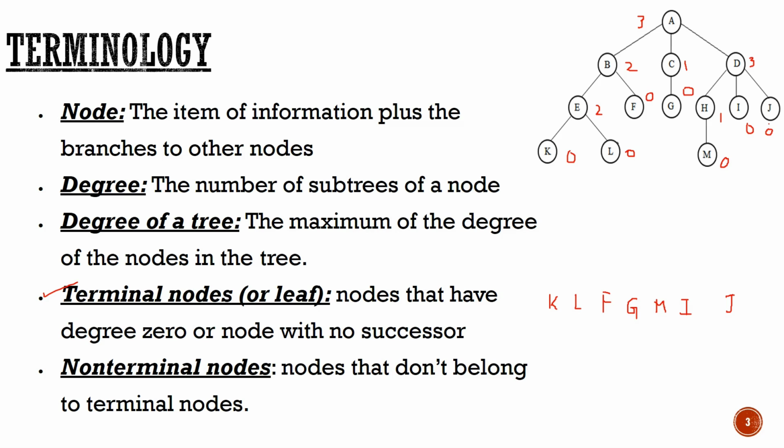Then the non-terminal nodes. Leaving the terminal nodes, all the rest of the nodes whose degree may be 1, 2, 3 or any value, we call the non-terminal nodes. So terminal nodes are the nodes whose degree is 0 or the node with no successor. Non-terminal nodes are the nodes that don't belong to the terminal category, the rest of the nodes whose degree is non-zero.